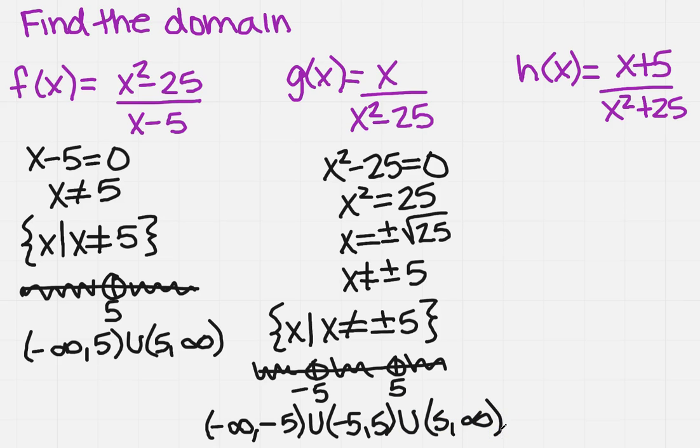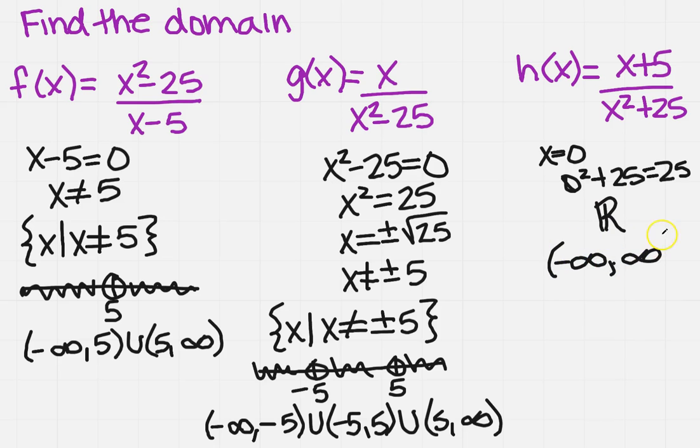Now, what happens with the very last one? Well, we know that the denominator cannot equal 0. Is it ever going to equal 0? Well, if I let x equal 0, it would be 0 squared plus 25, so I would still get 25, which is a positive number. So there's not going to be an instance that makes this not happen, right? Because it's positive. So that means this is going to be all of the real numbers. So you can say all real numbers, or you can say from negative infinity to positive infinity.